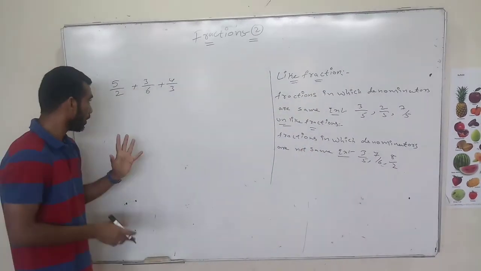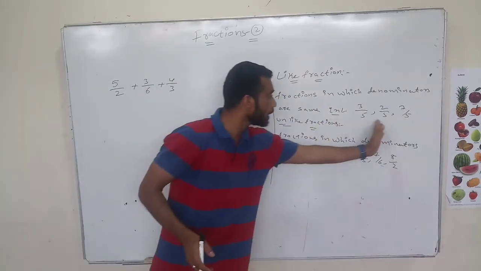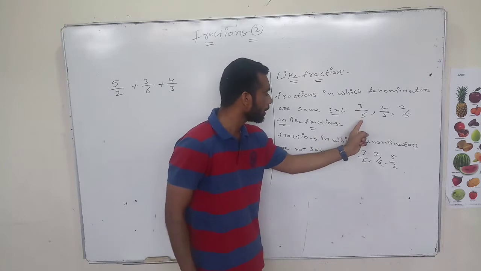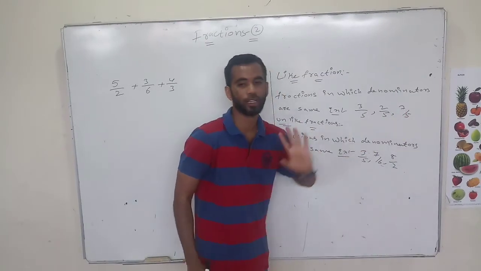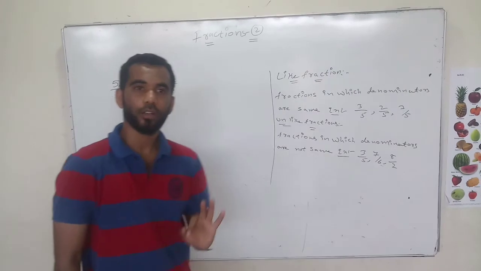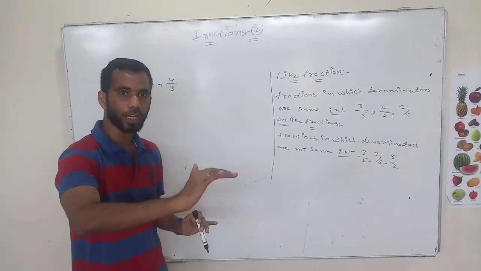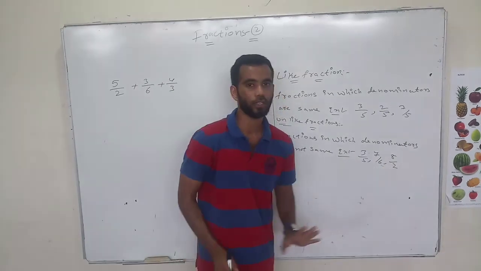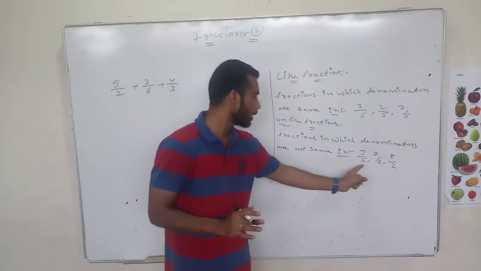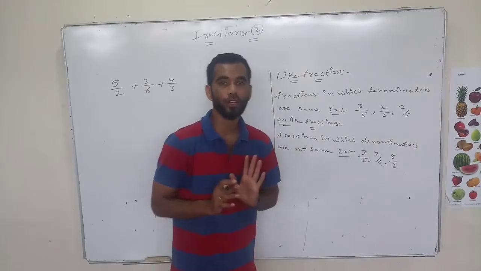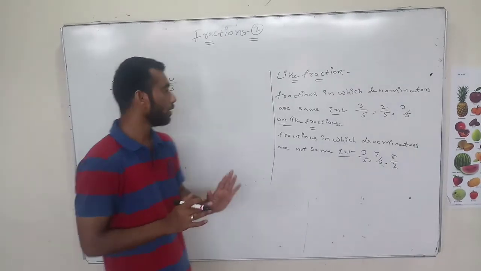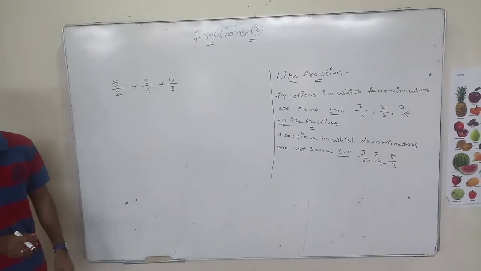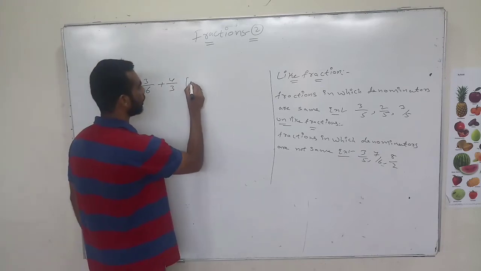See, fractions in which the denominators are the same are called like fractions. For example, here the denominator is 5, 5, 5. It is a like fraction. Unlike fractions are those in which the denominators are different, not the same. See, here it is 5, here it is 6, and here it is 2. It is an unlike fraction.